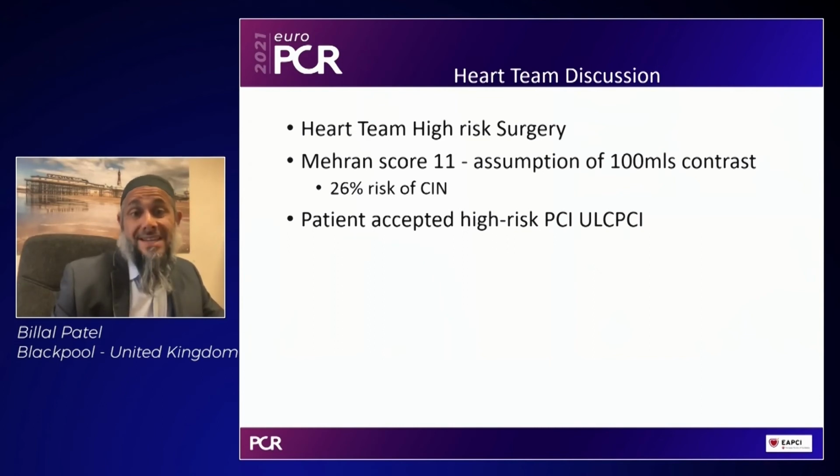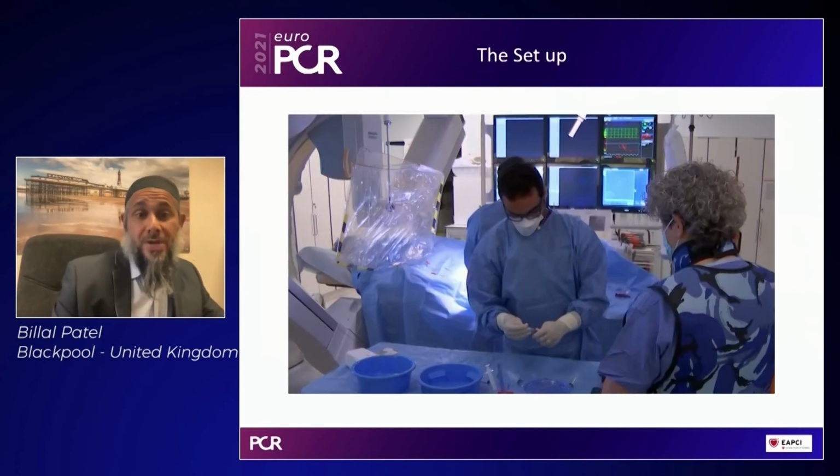His Mehran score was 11, and on the assumption of 100 mils of contrast there was a 26% risk of CIN. We know these patients do worse if they develop contrast-induced nephropathy, with a poor outcome in terms of morbidity and mortality. The patient was accepted for high-risk PCI using ultra-low contrast PCI techniques. So this is the setup which we have.